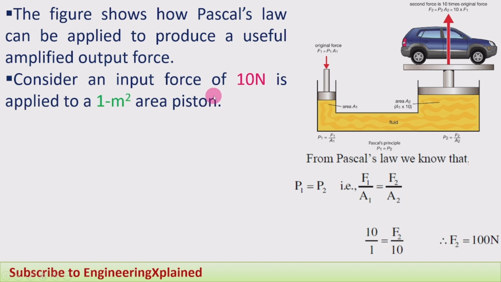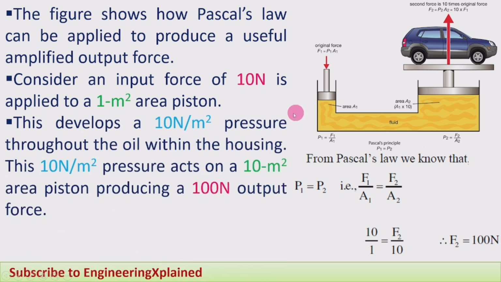Example: consider an input force of 10 Newton applied to an area of 1 meter square. Then the pressure P1 is equal to 10 by 1, that is 10 Newton per meter square. The pressure will be acting at this point. Then this develops a pressure of 10 Newton per meter square throughout the oil, the fluid within the housing.